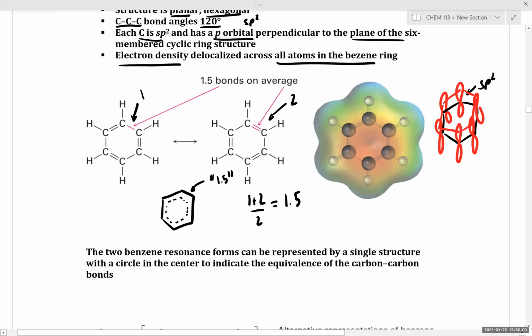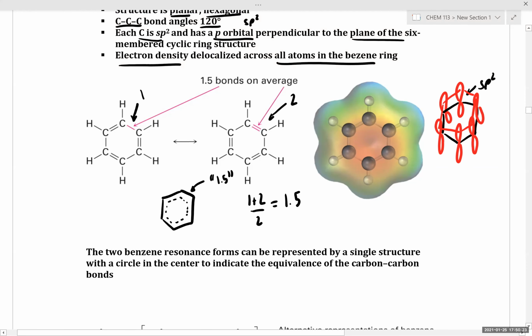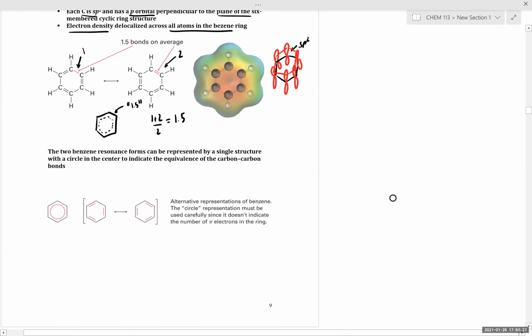So the double bonds that we observe in these structures are not localized. Their electron density is delocalized across all atoms in our benzene ring. Does this idea of conjugation and delocalization look familiar? Yeah. Yes. Perfect.